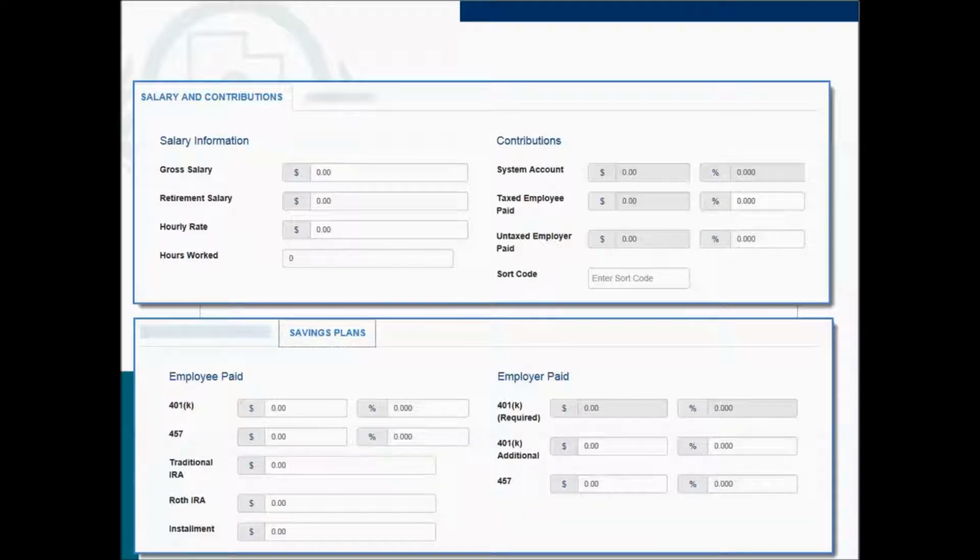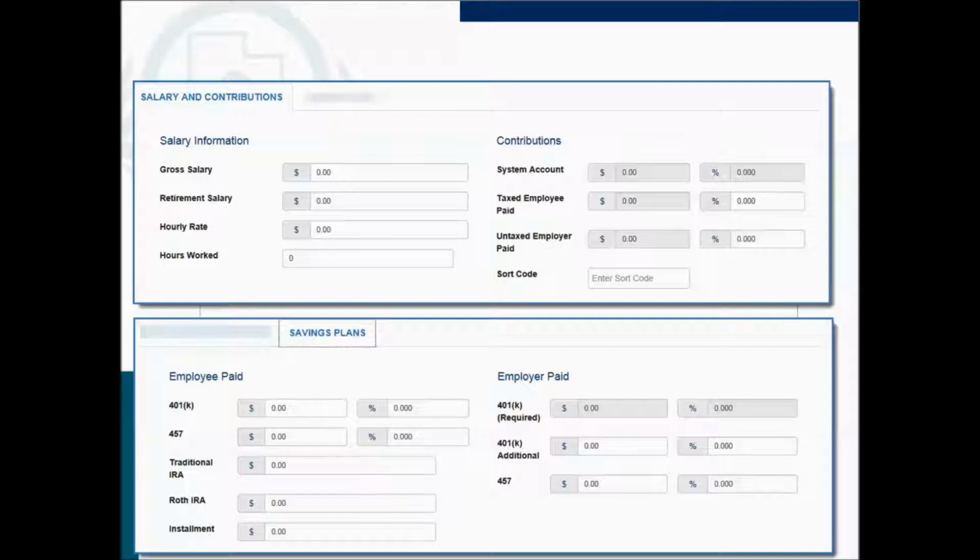When you're reporting, here's some of the information we have to have you report. We need to have the gross salary and the retirement salary. They may not always match. You may have things that are in your gross salary, like reimbursements, that would not be retirement eligible salary. So it's okay if those two don't match. We need you to put the hourly rate in there. We prefer that you put the hours worked.